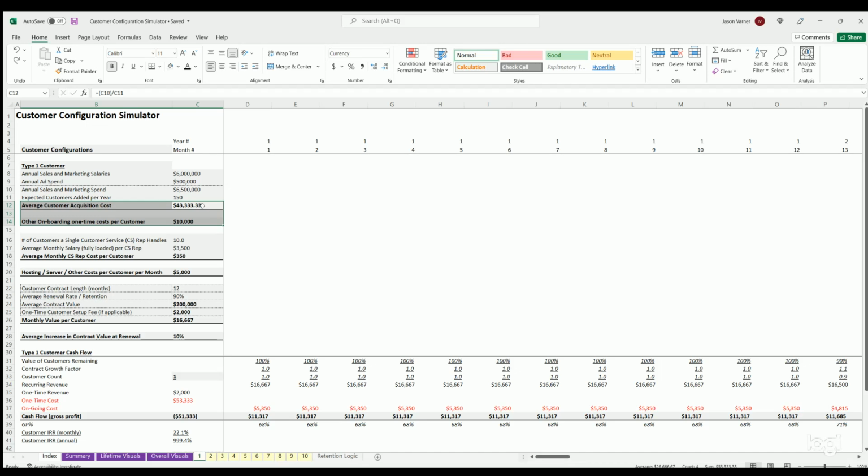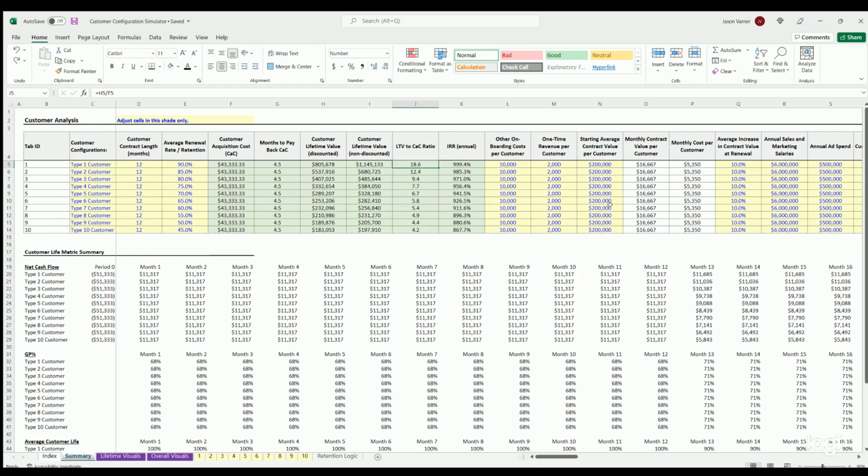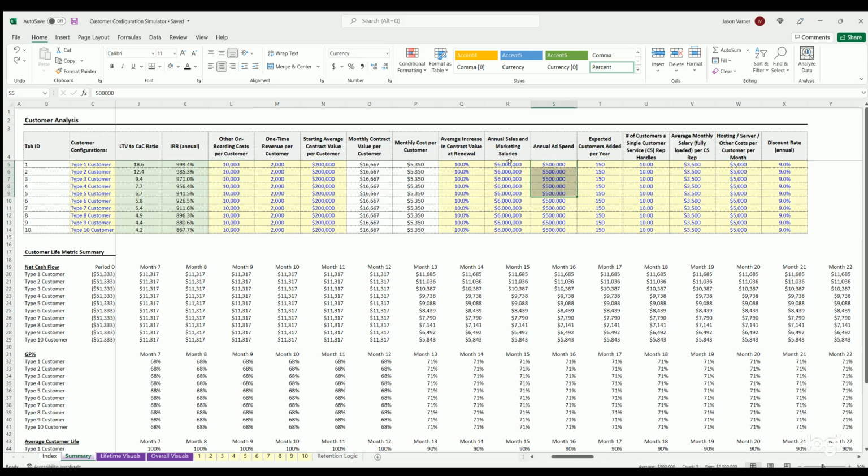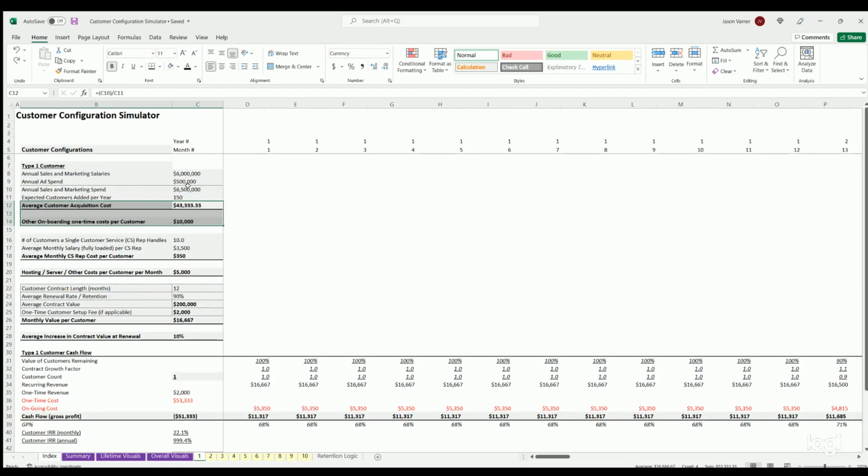Then all these inputs are defined right on the front summary where you can define them. Like here's that 10,000 other onboarding costs. Here's the ad spend. Here's the annual marketing spend, the customers acquired in that period. So all those inputs are here, and it's just a formula dragging them over here dynamically.